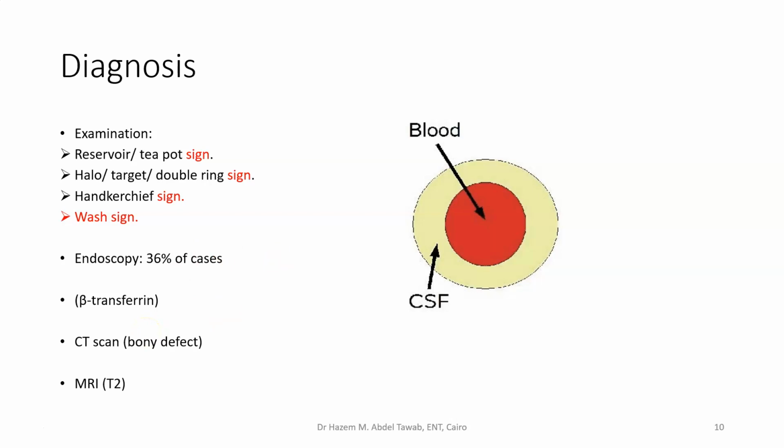Also, sometimes we need imaging, for example the CT scan to show the bony defect, especially in traumatic cases where you can see the fracture line and the bony defects causing the CSF leak, and also the MRI, especially the T2 cuts, because T2 cuts usually will show the fluid in a very white color. So whenever you see that, it means that there is fluid coming from above down, from that defect into the nose. So actually these are your methods of diagnosis, and we are going to discuss them one by one.